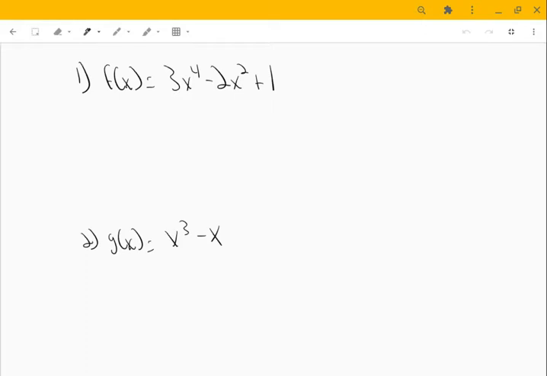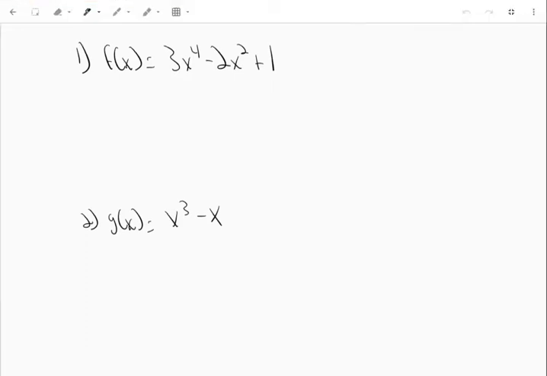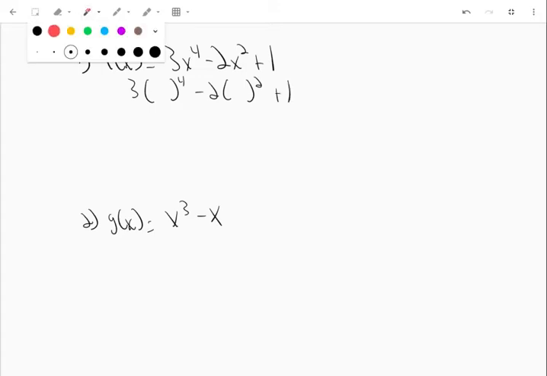So let's do that. I'm going to take my original function, and wherever I see an x, I'm going to replace it with negative x. Then I'm going to simplify. And if I get the exact same thing as the original function, then that means the function is even. So let's check that.